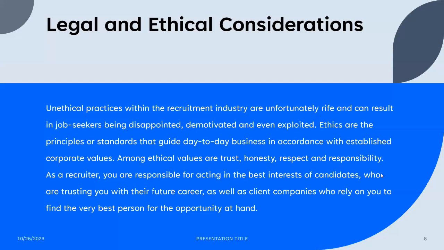But sometimes it is also like this. Sometimes there are also some ethical issues happening that usually make the candidates feel bad. For example, when recruiters do not respond. It is our duty as recruiters, when we receive an application from every candidate, to tell them whether they are selected or not.